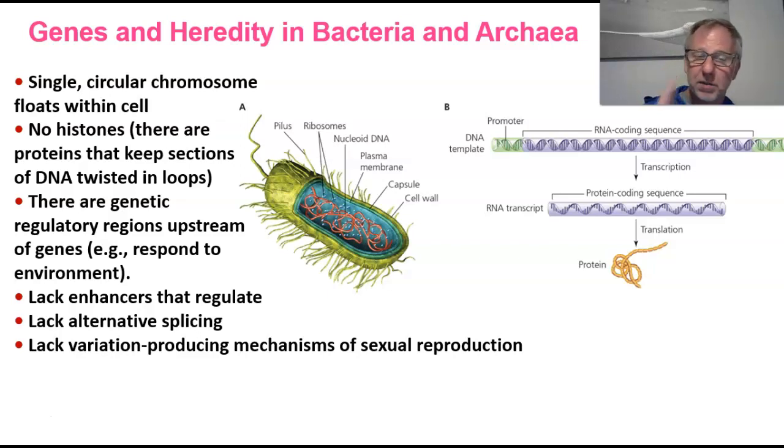So those are some differences, but here's some more. Prokaryotes lack enhancers that regulate gene expression. Eukaryotes have them, prokaryotes don't. Prokaryotes lack alternative splicing. So they don't have introns that are excised or cut out and exons that are bonded together. Don't have that. So they don't have alternative splicing that limits how much their genome can be used for making different products. And finally, prokaryotes lack the variation-producing mechanisms of sexual reproduction.